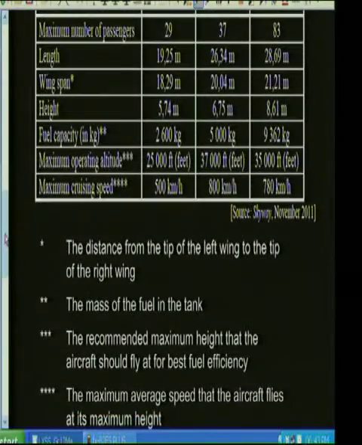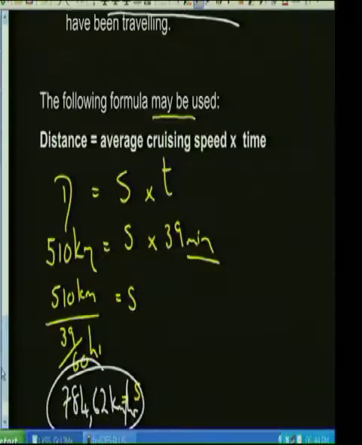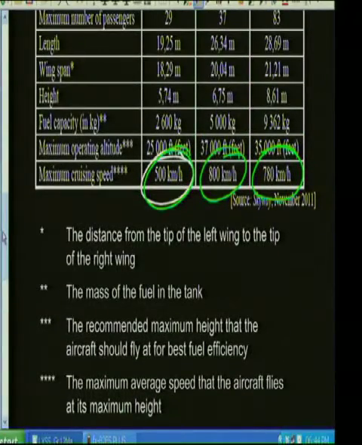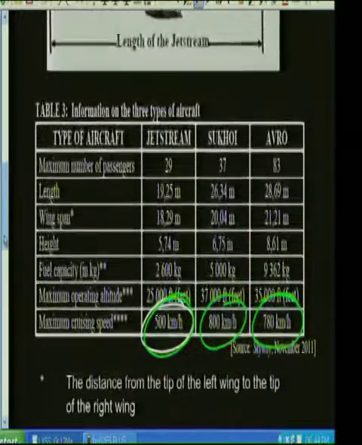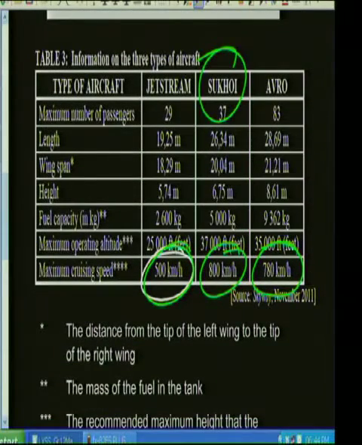Let's go look at our cruising speed. Okay, we've got 500 kilometers. Let's use a different color because white on white doesn't look good. 500 kilometers. We got 800 kilometers and we got 784 kilometers. That's our maximum cruising speed. Guys, if she averaged 784, which aircraft do you think she's in? Well, you could look at that and say, I think she's in this aircraft over here, the Sukhoi. Or you could say, I think she could be in the Avro because she's traveling at a cruising speed of 780.